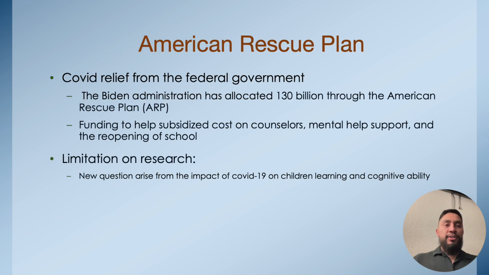During the Biden administration, we saw the American Rescue Plan. The American Rescue Plan sought to combat learning loss and address student mental health needs after the COVID-19 pandemic. Just recently, $130 billion was allocated to the act to help subsidize the cost of counselors, mental health support, and the reopening of schools. Some limitations of the American Rescue Plan are that it is a fairly new act and we're still waiting on research on the implications that COVID-19 had on children's learning and their cognitive ability.